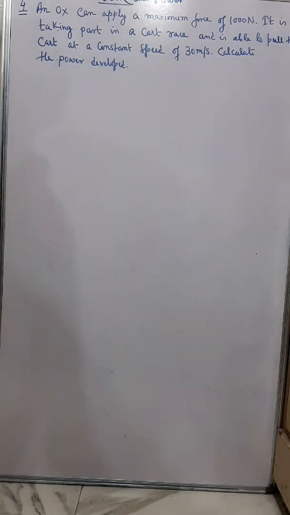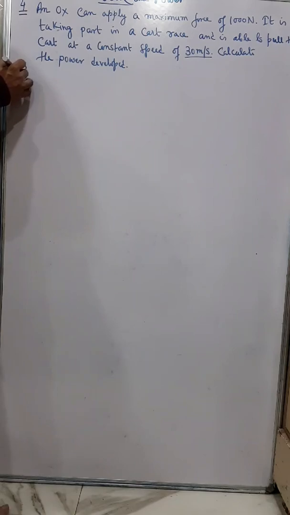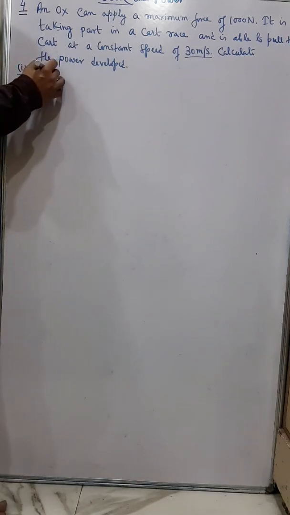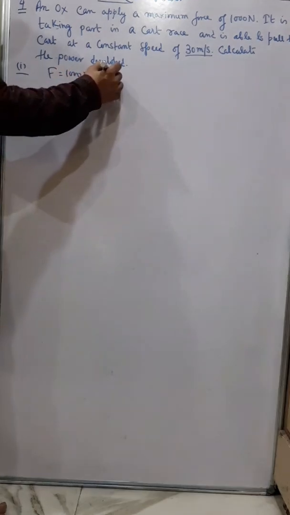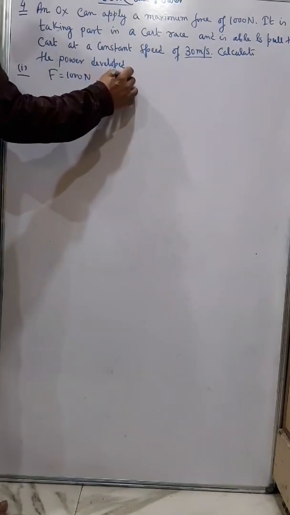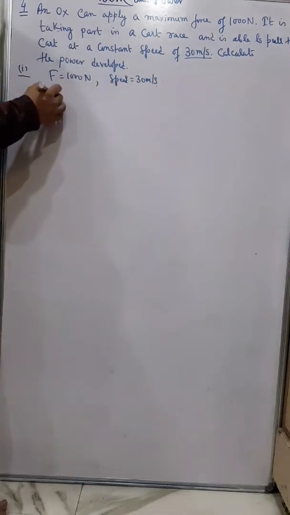In this one they told an ox can apply a maximum force of 1000 Newton, and it is taking part in a cart race and is able to pull the cart at a constant speed of 30 meter per second. So calculate the power. So again we should plot what we know. We know force is given 1000 Newton, and speed is given 30 meter per second, and we have to find what? Power.